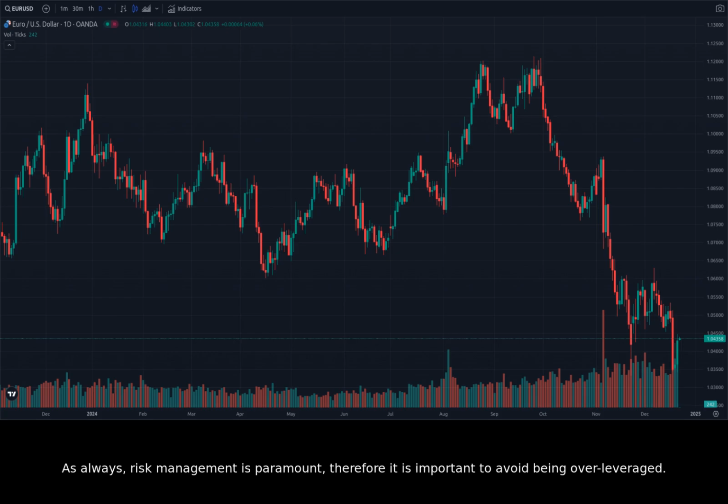As always, risk management is paramount, therefore it is important to avoid being over-leveraged. We must also always remember that the market is not always predictable and to always set stop losses accordingly. To recap the key takeaways, let's revisit the crucial price levels.